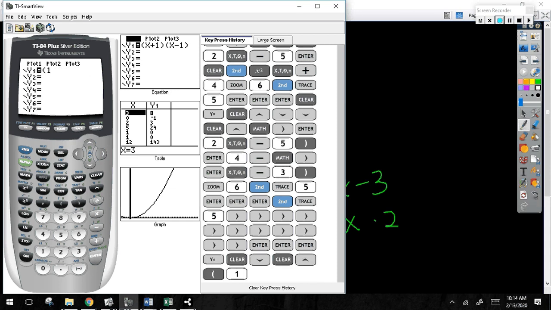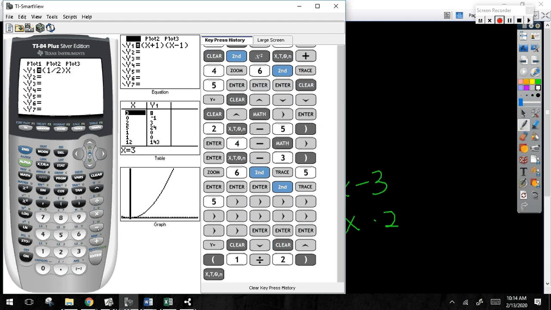Oh no. What's the equation? What's the equation? Do a zoom 6 on it. Hit y equals. Look, hit y equals. Hit the button that says y.